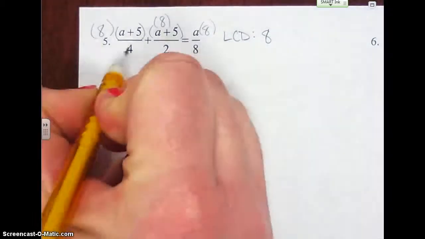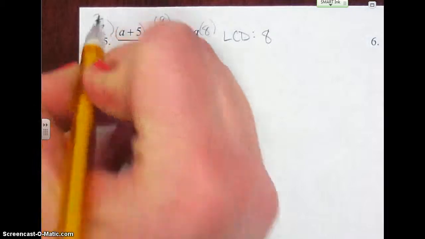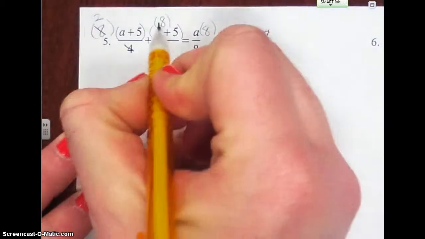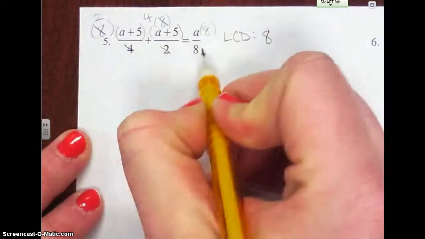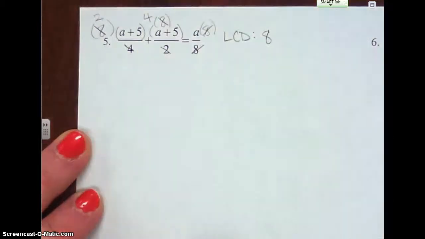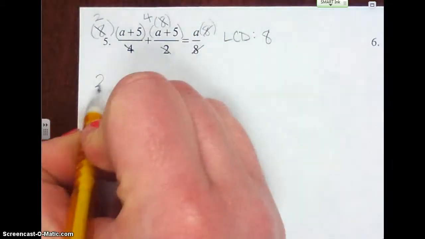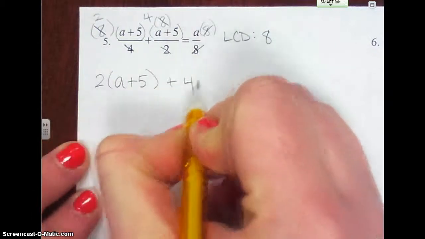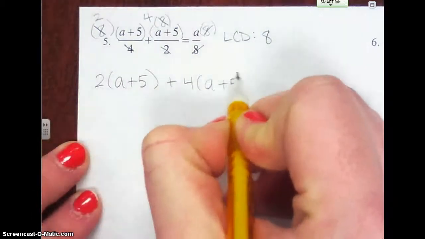So then simplify. 4 into 8 is 2. 2 into 8 is 4. And these 8s cross out. And then write what you have left. Be careful when you distribute.